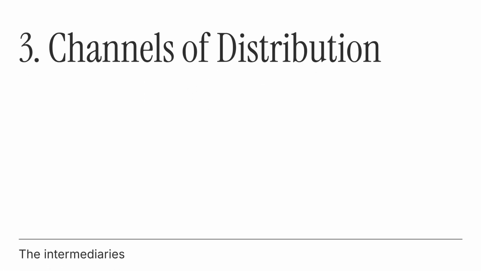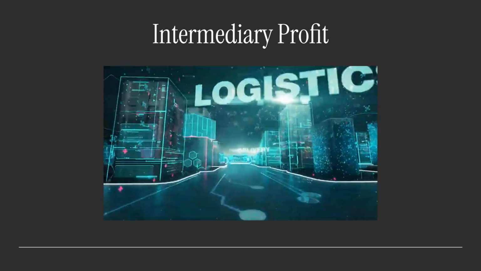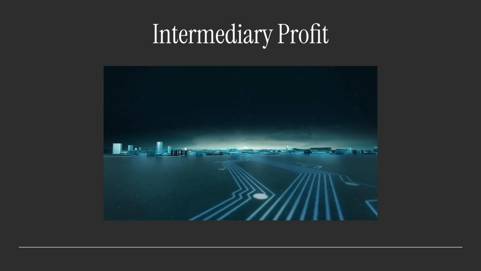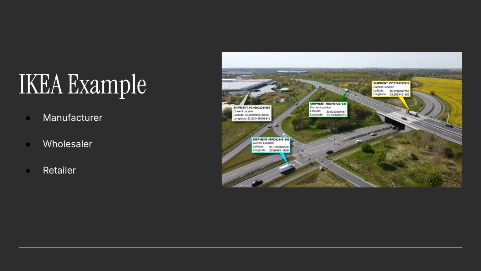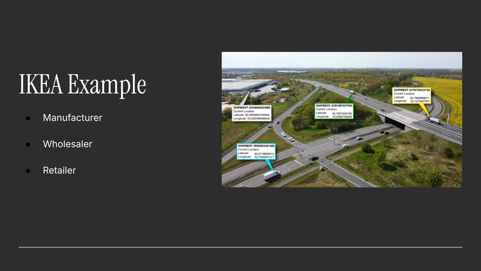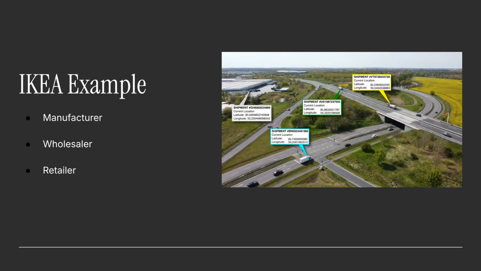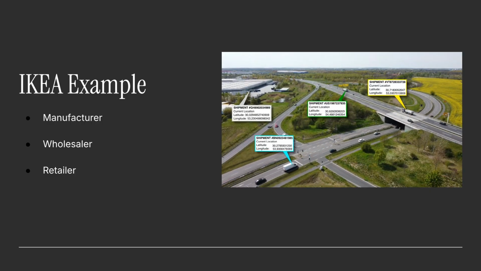Next, channels of distribution. These are the intermediaries who move products from the manufacturer to the end users. Intermediaries need to maximize their own profits. Therefore, your pricing decisions must account for their expenses, profits, and the value they add to the product. IKEA's global brand uses a complex distribution channel involving manufacturers, dealers, wholesalers, and retailers. The final price must ensure financial satisfaction across all members and still offer value to the end user.